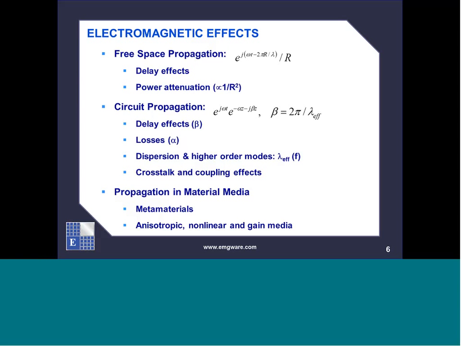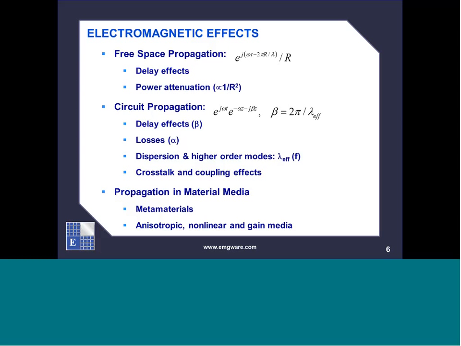Now on circuits, the propagation has a different form. It goes as e to the j omega t times e to the power of minus alpha z minus j beta z. Beta here is the propagation constant, which is 2 pi over lambda effective, and beta, the propagation factor, is what causes delay effects. But we also have losses, e to the minus alpha z, and the losses depend on the type of the transmission line, and as the wave propagates along the transmission line, it experiences attenuation. Its power drops.